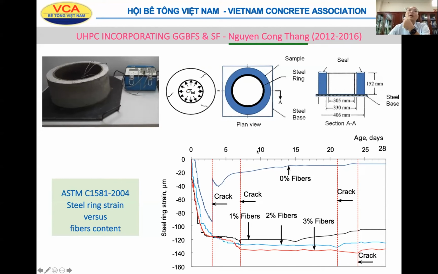Control mix, no fiber, would be cracked in just 3 days. 1% fiber, after 7 days cracked the UHPC ring. 2% fiber, 13 days got cracked. 2% fiber up to 21 days cracked, and 3% fiber up to 24 days got cracked at the strain about 140 micrometer. That's quite an interesting test with the research from Nguyễn Công Thắng.